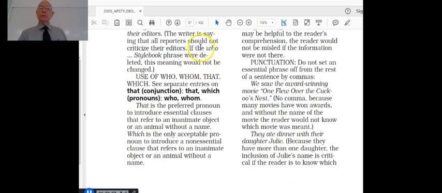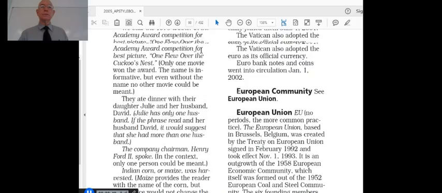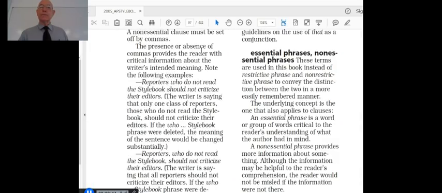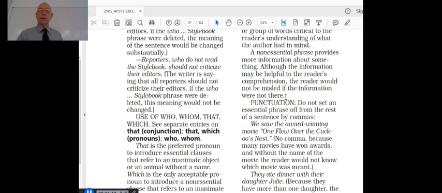Non-essential phrases are very similar. Right after non-essential clauses come essential and non-essential phrases. These terms are used in this book instead of non-restrictive or restrictive. The underlying concept is the one that also applies to clauses. An essential clause or essential phrase is a word or group of words critical to the reader's understanding of what the author had in mind. Non-essential provides more information. Although the information may be helpful, it's not essential.